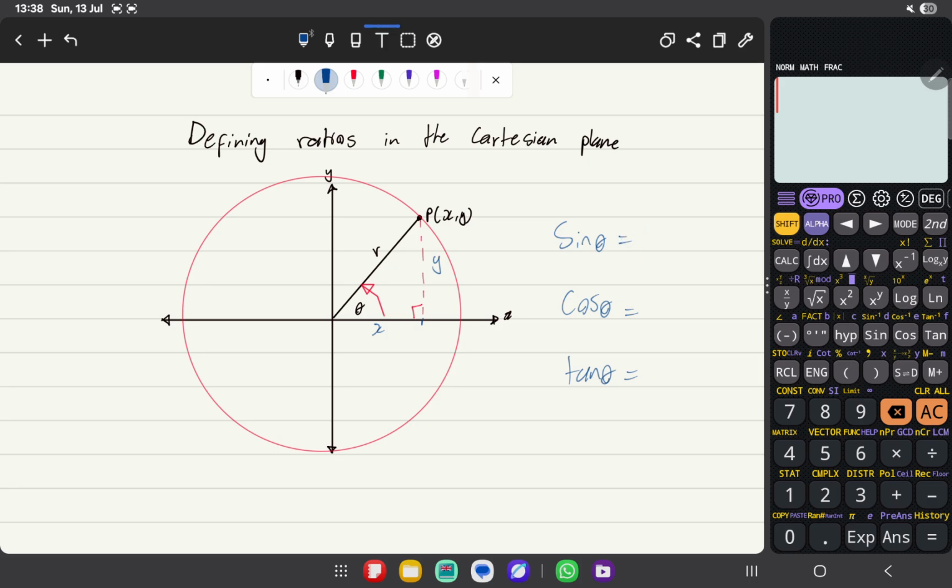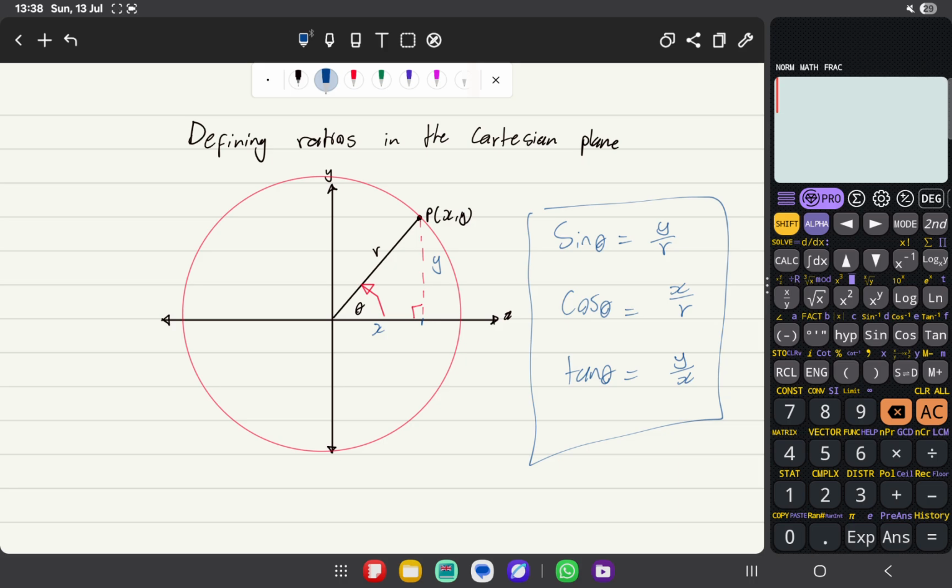If we cook now, what is sine? Sine is opposite over hypotenuse. Opposite theta, we have y. Hypotenuse is r. Cos theta, what is cos theta? Adjacent to theta, we have x, over our hypotenuse, which is r. Opposite, we said it's y. Adjacent, we said it's x. So with this, guys, you have defined trigonometric ratios using the Cartesian plane.